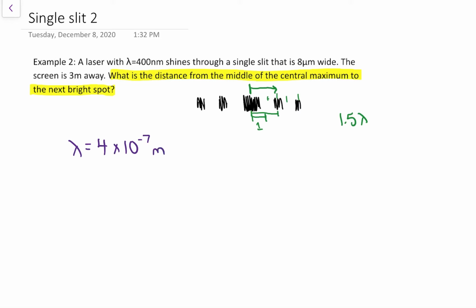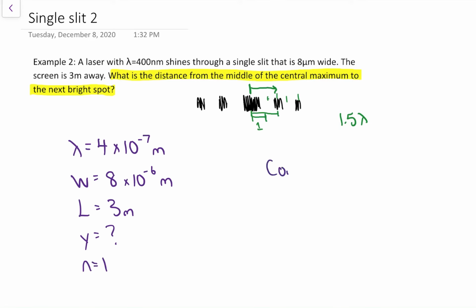The lambda is 400 nanometers, so that's 4 times 10 to the negative 7. The slit is 8. Oops, that's a W. The slit is 8 micrometers wide. So W equals 8. Micro means 10 to the negative 6 meters. The screen is 3 meters away, and I want to know a Y that goes with that first bright spot.